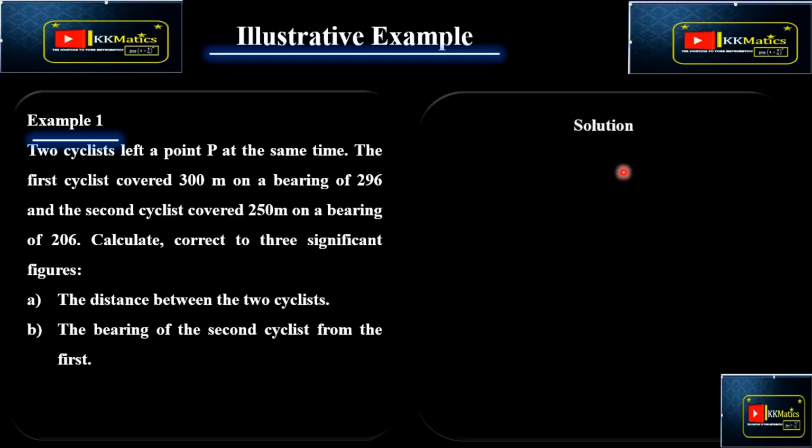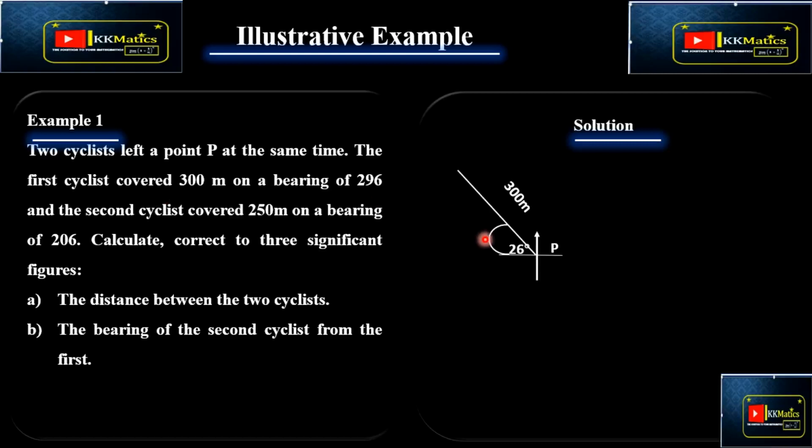Solution. Whenever you're given a bearing, it's important to consider every statement or sentence given. Being told that they both left a point P, we have to consider the point P, and that they left at the same time. The first cyclist covered 300 meters on the bearing of 296. We're going step by step, and it's very important.